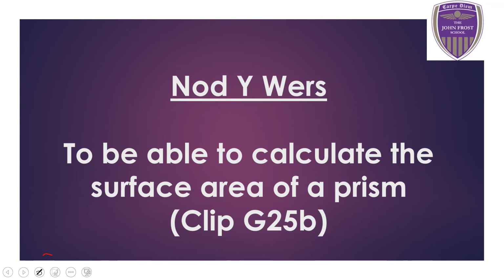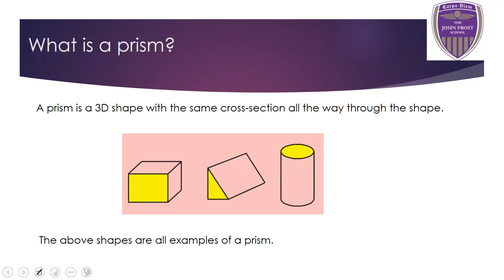Welcome to today's lesson on finding the surface area of a prism. So first of all, let's have a little recap on the previous lesson then. A prism is a 3D shape which has the same cross-section running all the way through the shape.